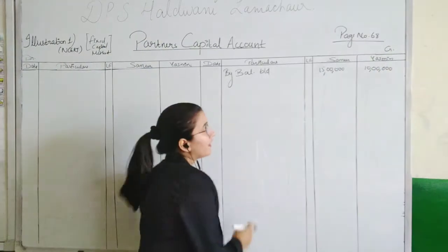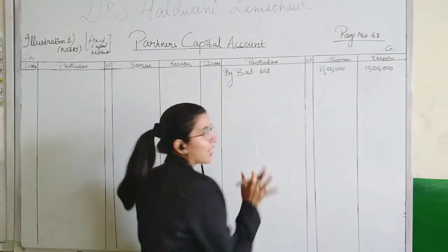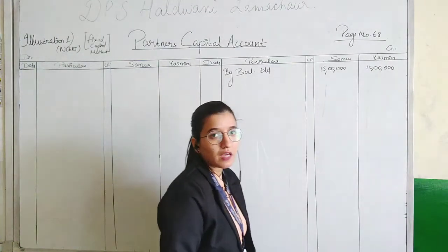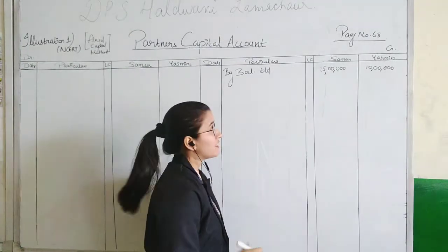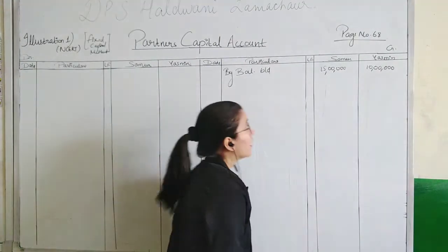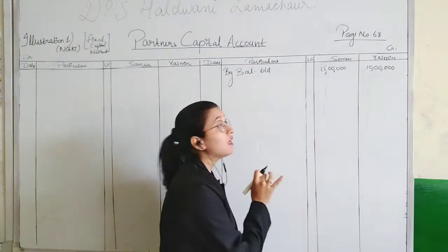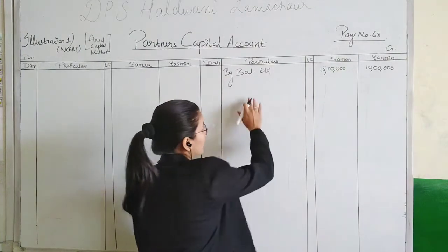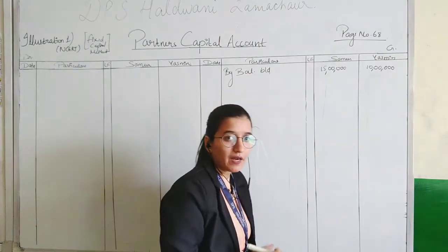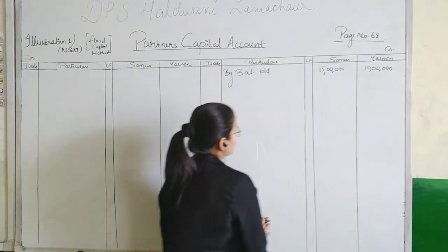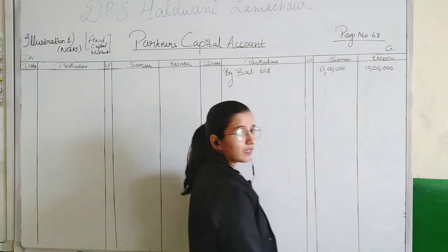We are recording it on the credit side because the capital account is a personal account and the rule for a personal account is debit the receiver, credit the giver, and we are preparing this account on behalf of the business. So the capital which is brought in by the partner is considered a liability for the firm. That is why we record it on the credit side.